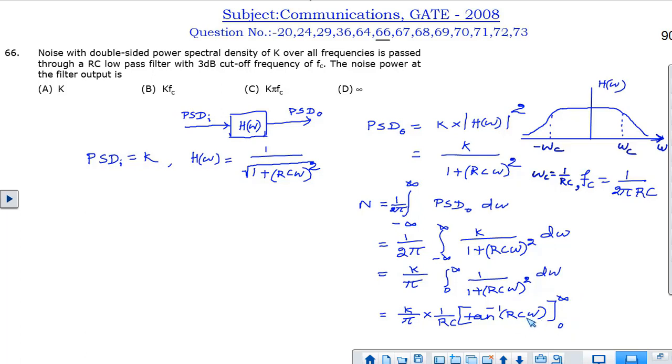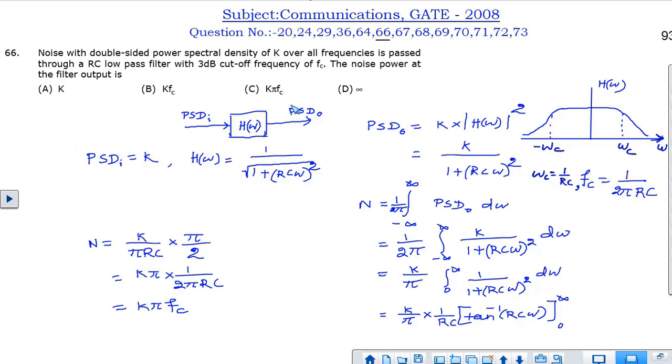For infinity, if we put here omega, then we will have pi by 2, and for 0 it will be simply 0. So if we solve this, we will get K by pi RC, and this will simply give pi by 2. If we further simplify this, that is K pi 1 by 2 pi RC. 1 by 2 pi RC is nothing but the cutoff frequency FC. So you can write K pi FC. That is the noise power at the output, K pi FC watt.